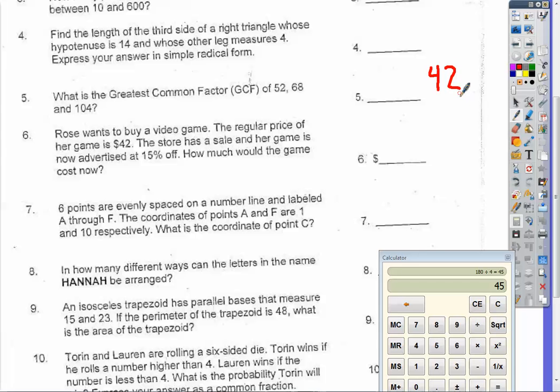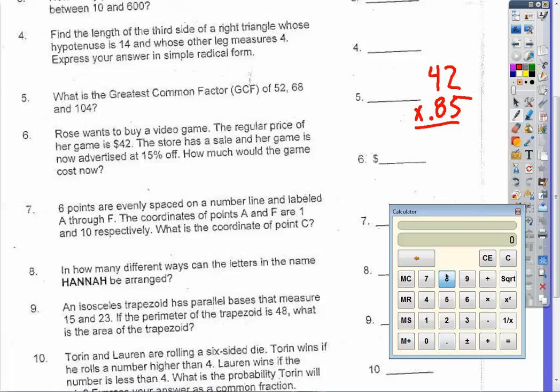So 42 times 0.85. Now I just multiply it together. I could do it by hand, but this is just faster for you. So it's $35.70. Since it is dollars and cents, you must put the 0 at the end because this is in dollars and cents.